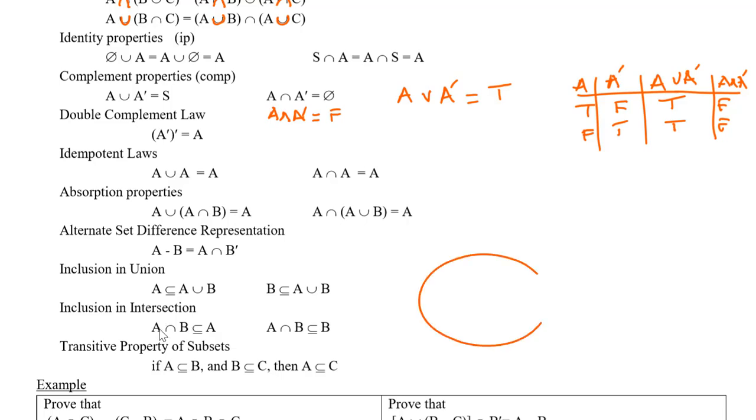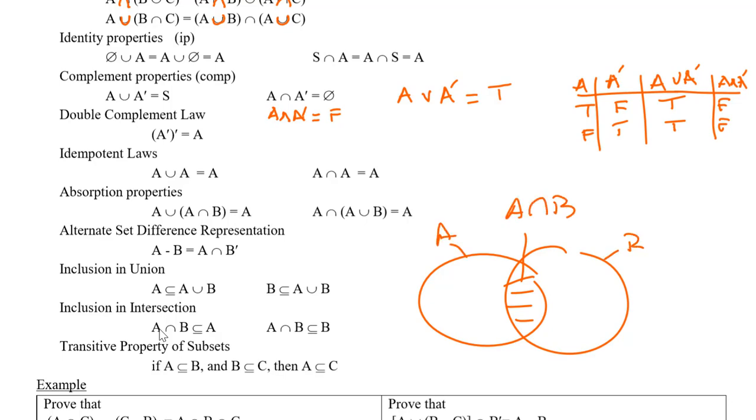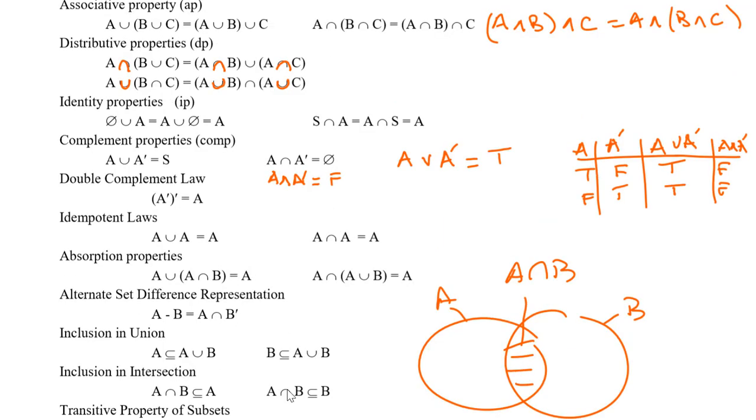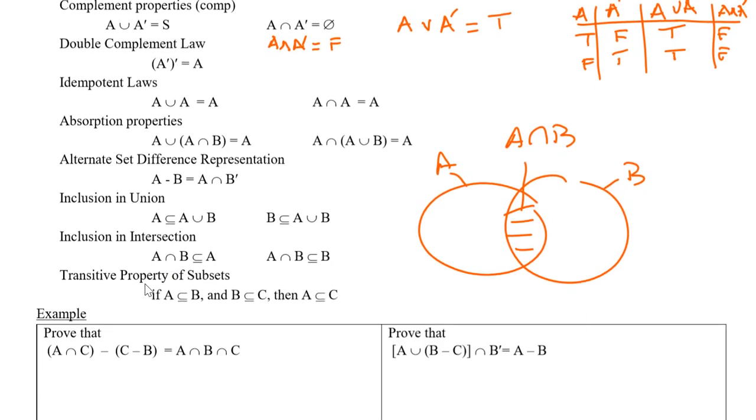So if you have an intersection of A and B right here, assume this is A and this is B. This part, the intersection of A and B, is part of A, and also part of B. That's why it belongs to A and belongs to B. And the transitive property of subset: if A is part of C and B is part of C, therefore A must be part of C. It's like one within the other. B is within A and C within B, therefore C is within A.